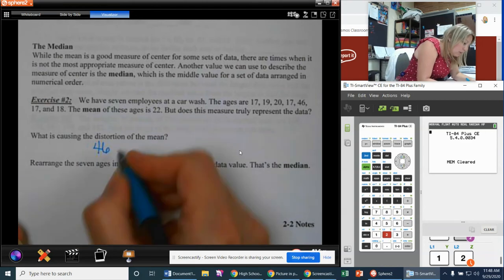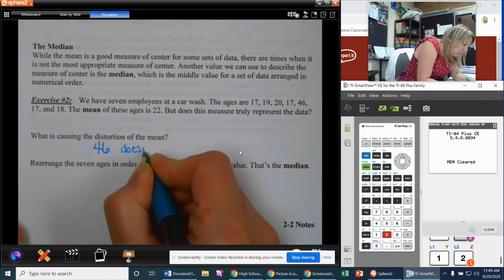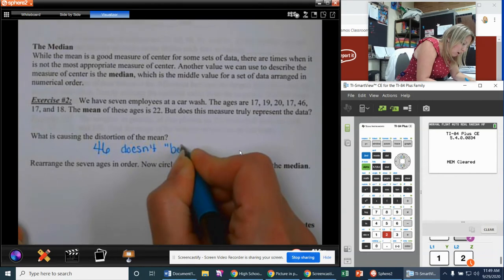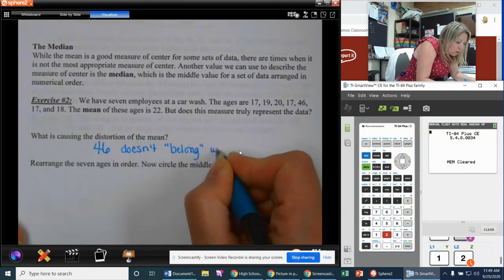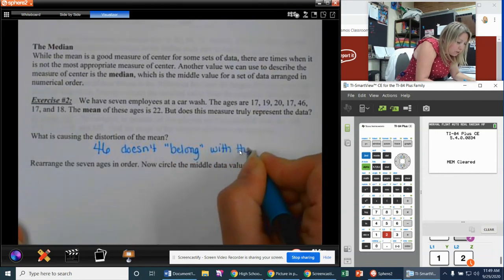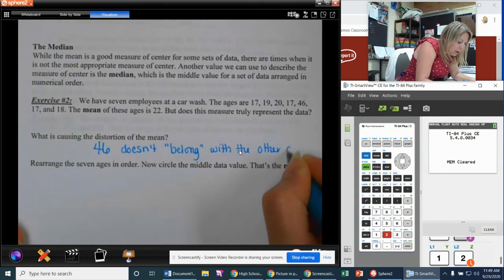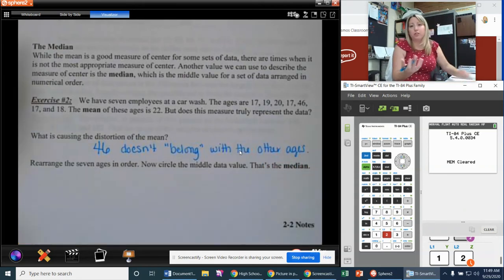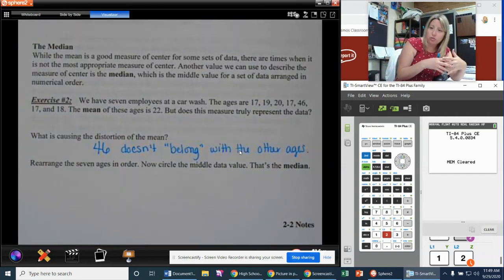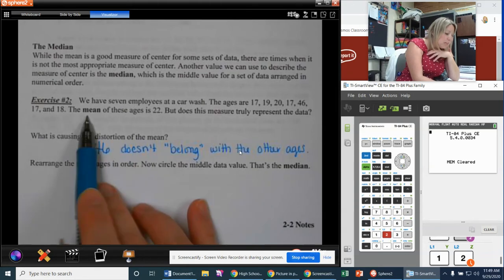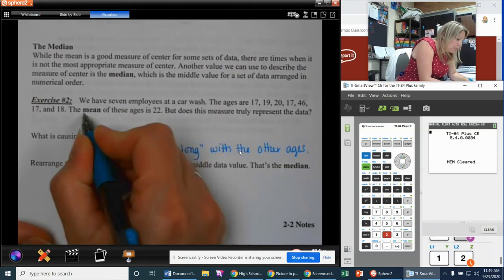46. We're going to say it doesn't belong with the other ages. Now, in my mind, the 46-year-old is likely the older adult manager of the car wash, right? Which kind of makes sense. And then the employees are younger, doing that particular job, and this person manages those people, right? That makes sense. But the mean doesn't truly represent the data in this case.